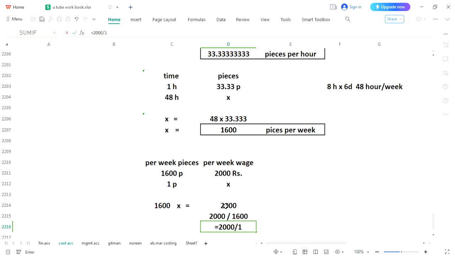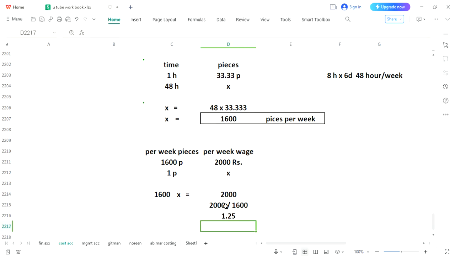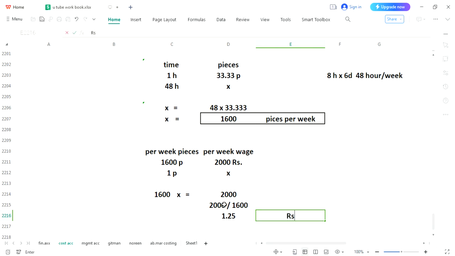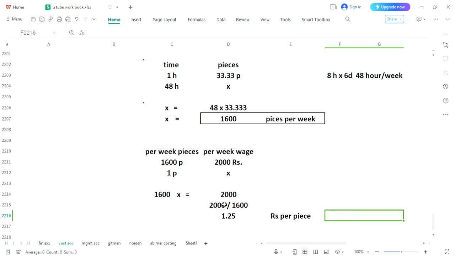Now you can calculate 2000 divided by 1600. So we have got our per piece rate, and in this way, what is this amount? Rupees per piece, and you can also name it as per piece rate. This is how much amount somebody would take for a single piece. So we have calculated the per piece rate, and the third standard is also set for our calculations.